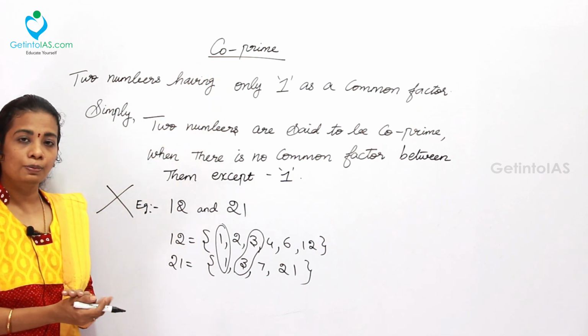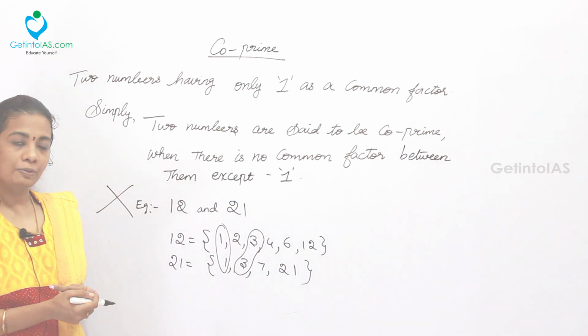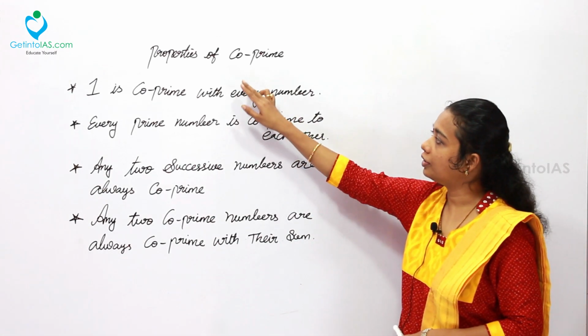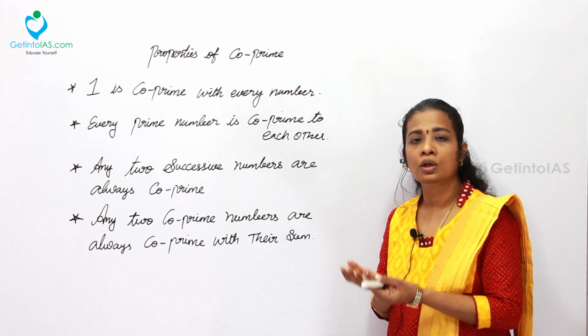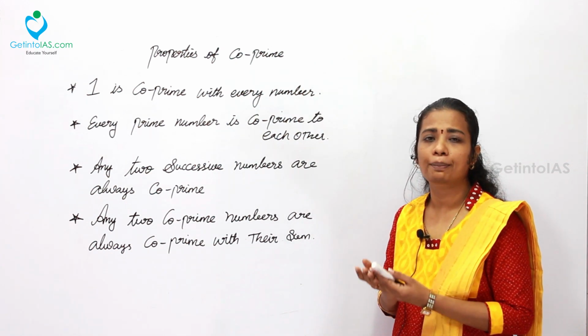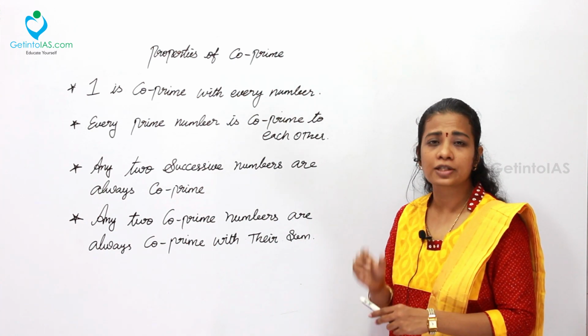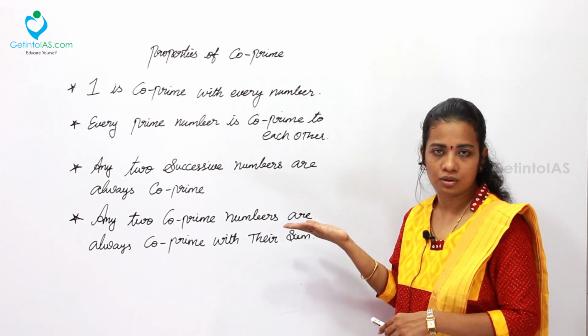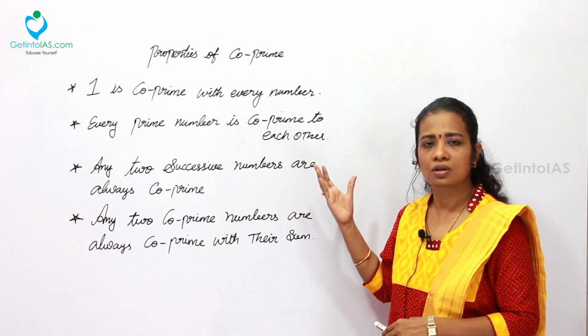So this is the concept of co-prime. Let's move on to the properties of co-prime numbers. Already we have seen that two numbers may or may not be prime numbers, but if the factors between them are not common except one, then those numbers are said to be co-prime to each other. They may be two numbers or three numbers, and so on.